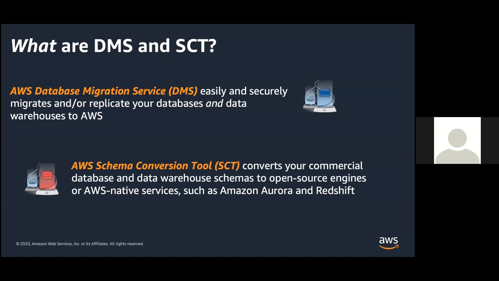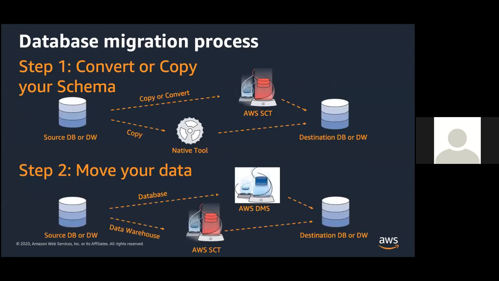services. So this is what I was talking about, where some of the customers wanted to get off a commercial database to more of an open source or cloud native or AWS native service, right? So the combination of these two helps the customer achieve not only migrating, but also moving to a different database engine altogether. So how does that work, right? This diagram kind of talks about that a little bit, right?